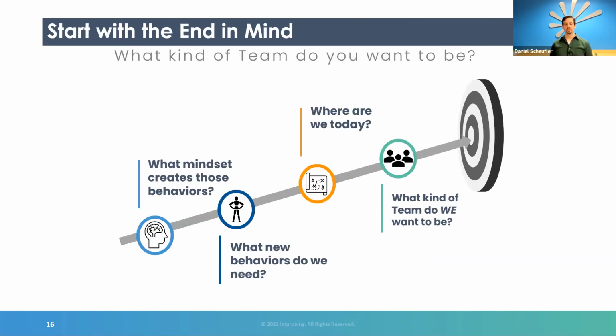Start with the end in mind. A man much wiser than I by the name of Stephen Covey wrote in The 7 Habits of Highly Effective People that highly effective people start with the end in mind. This is the critical thing to do to begin to create the shared vision, the shared new values that your team would need to have. And it starts with a very simple question. What kind of team do we want to be?